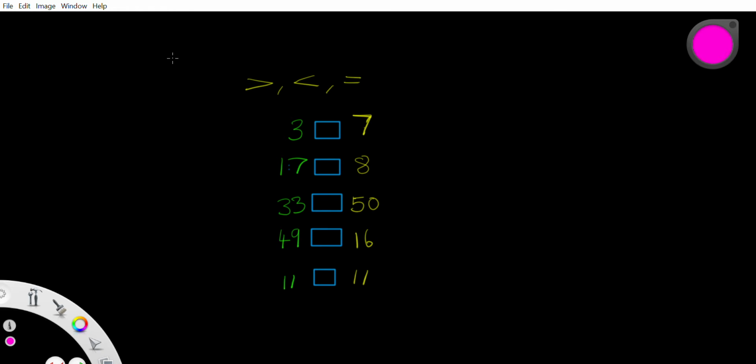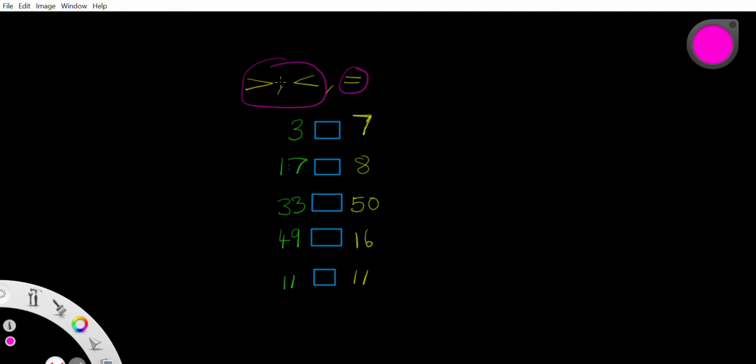Hi everyone. Today we're going to be learning something very important in math, and that is greater than, less than, and equal to. These are the greater than and less than symbols, and this is the equal to symbol.